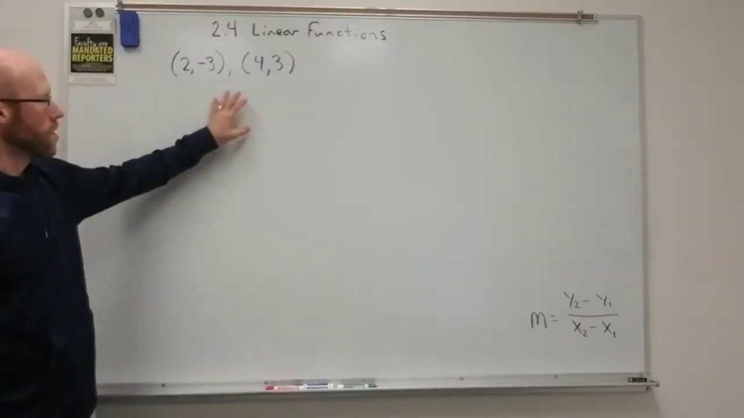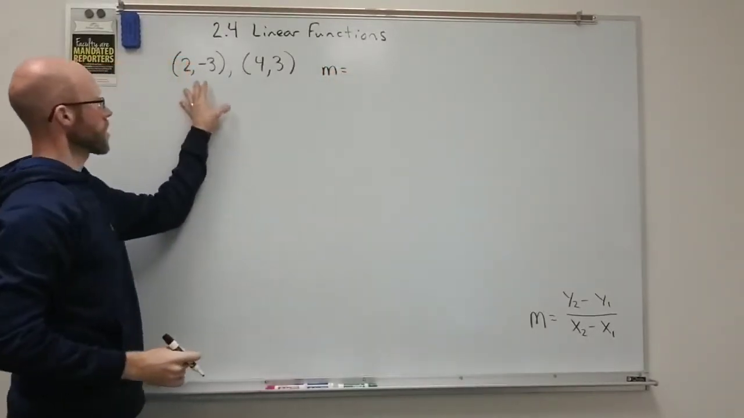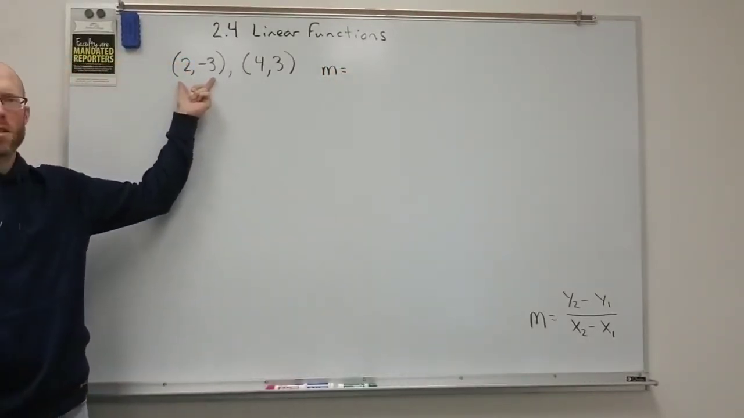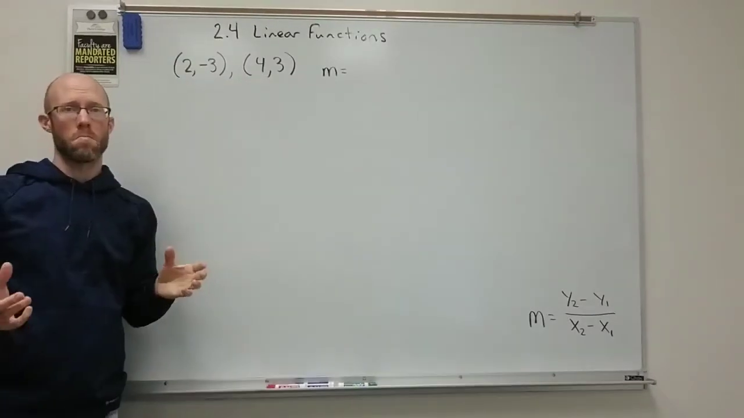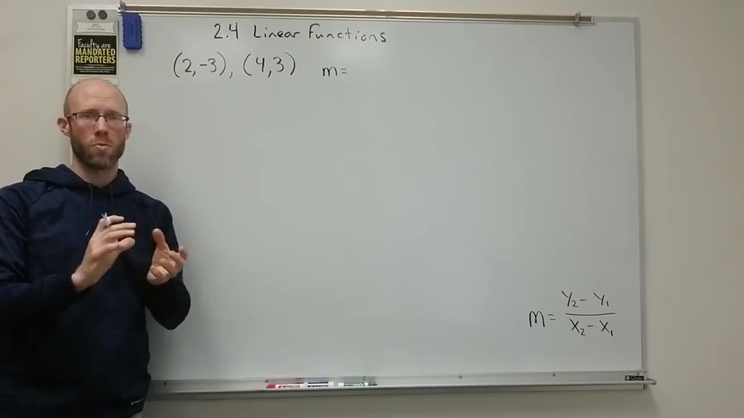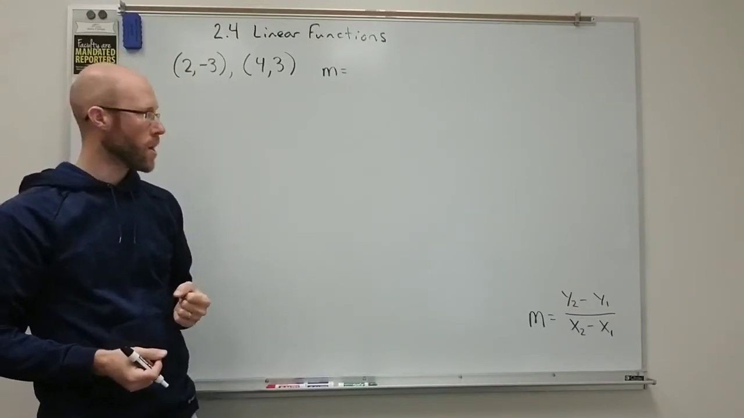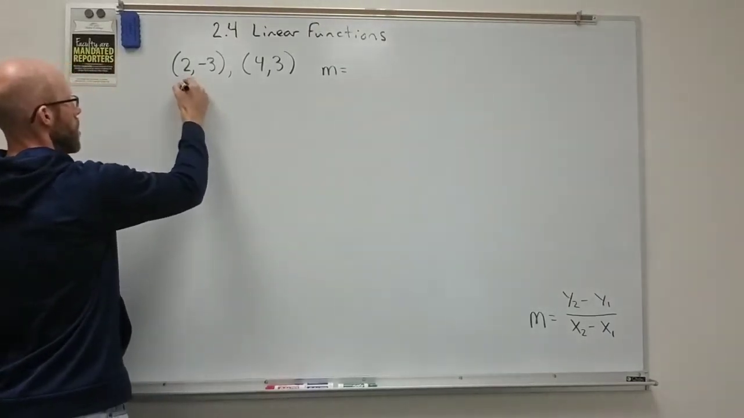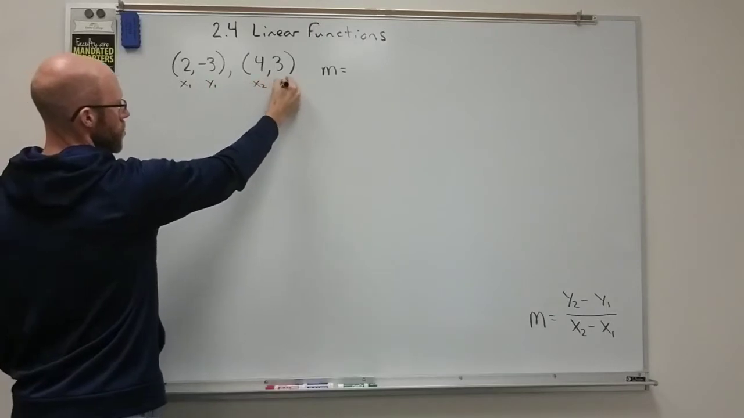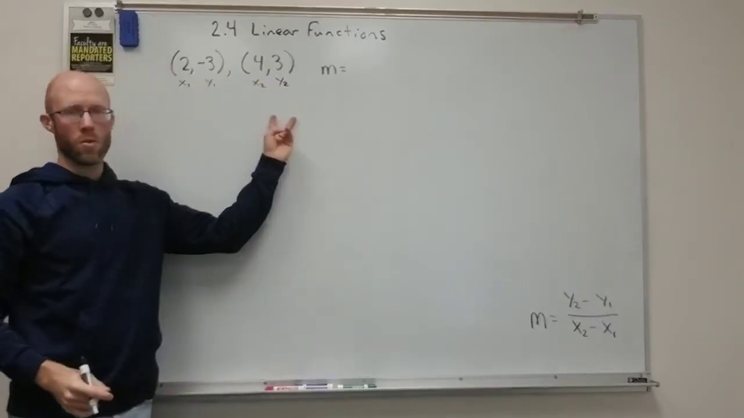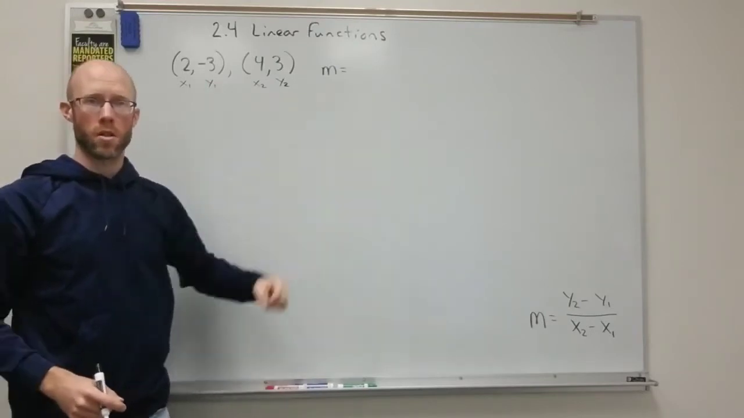All right, so in this case, the first one listed I'm going to call point 1 and the second one point 2. Really, it doesn't matter which one we choose. We could interchange them and we'll end up with the same slope. Okay, so I'm going to call this x1 and y1 and x2 and y2. So I'm going to correspond the numbers to the variables and then plug them in.